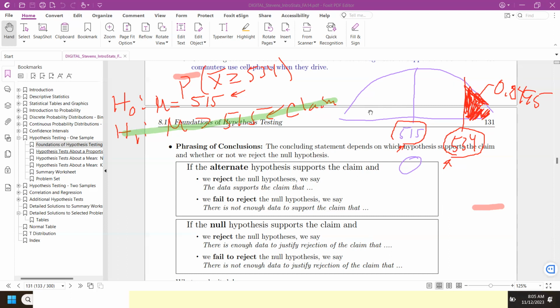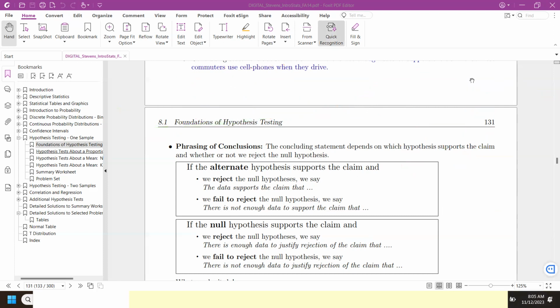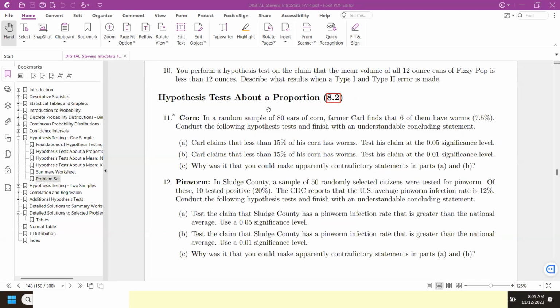What happens if we have a t-test or a proportion? Let me pause this. I'll get one ready for you. I probably made a video about the corn, but I'll go with it again. Farmer Carl says that less than 15% of his ears of corn have worms in them. So we're going to test his claim.